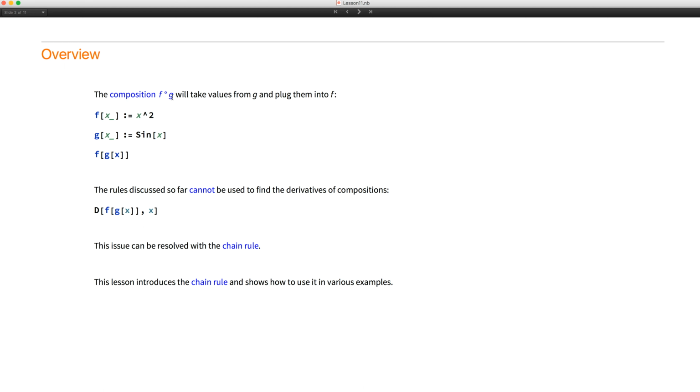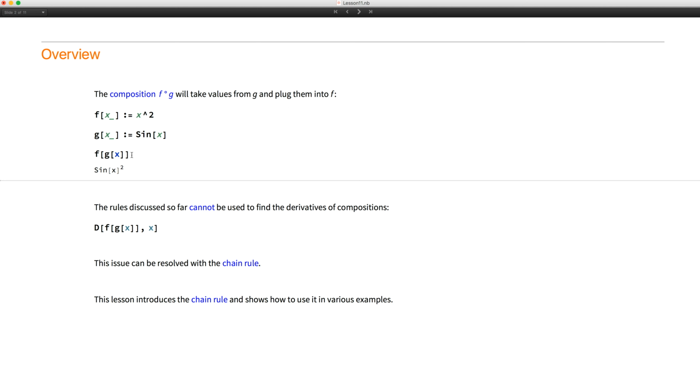So recall that if you have two functions f and g, then the composition of f and g will take the values of g and then plug them into f. So here's an example. You have f given by x squared and g is just a sine function. So if you try and work out f of g of x, that's going to be sine of x and then the square of it. So it's sine of x the whole square or sine square x.